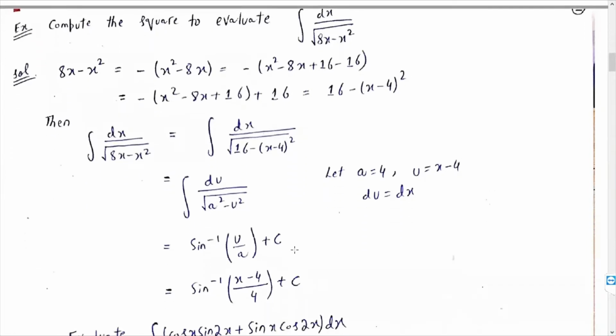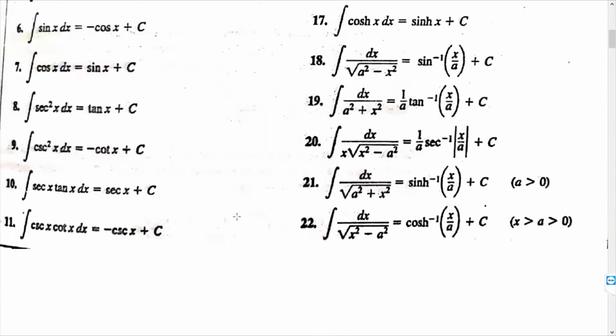Now doing substitution, first I have rewritten the form and then applied the substitution method. Now here, this is basically a form a square minus u square. If u is x minus 4 and a is 4, then taking the derivative, du is dx. The integral of 1 by under the radical a square minus u square is equal to sine inverse u by a according to the table.